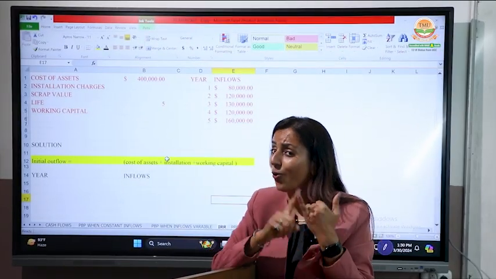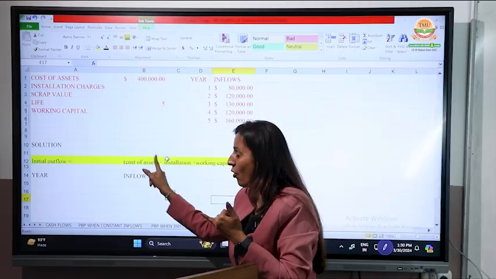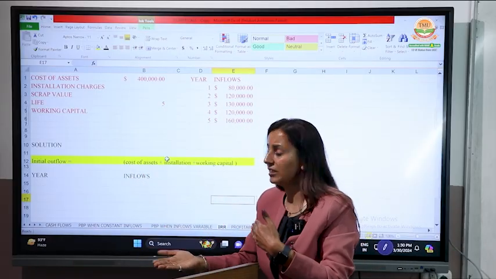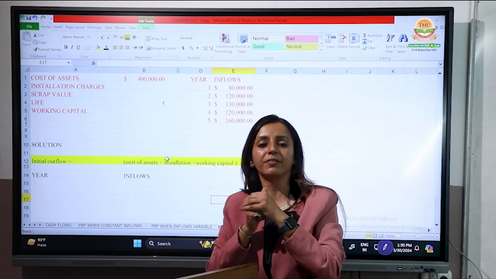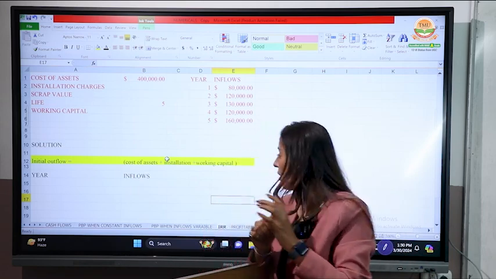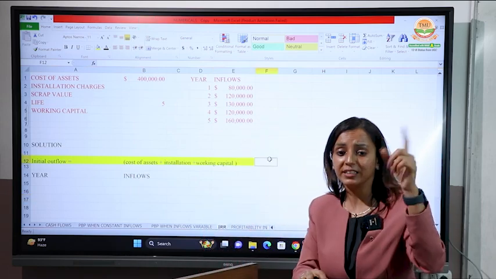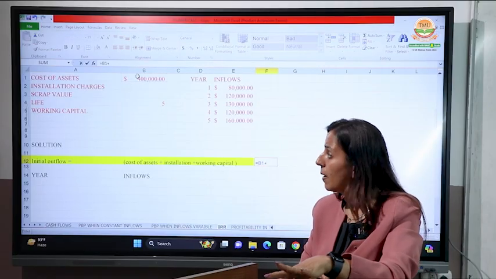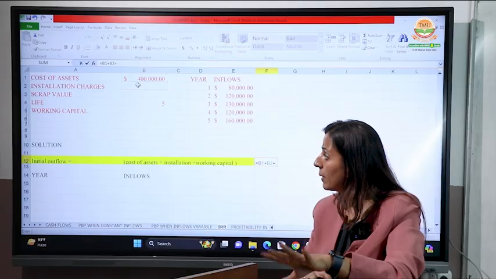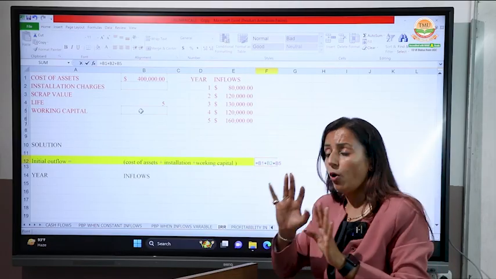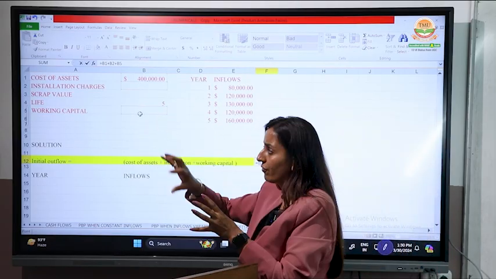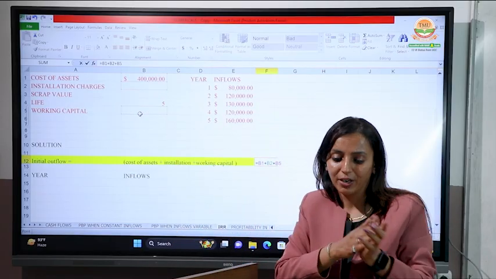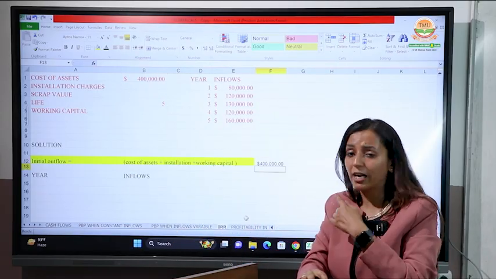What is the formula? Hope you remember now. The formula is cost of assets, whatever we invested, installation, extra expenses, working capital, day-to-day activity what we have done. Putting that in the formula again, same: equals to cost of assets plus installation plus working capital. Always use the formula properly so that if there is any change, that change will be reflected and the answer will come in a proper way. Okay. Enter. This is your 4 lakh rupees.